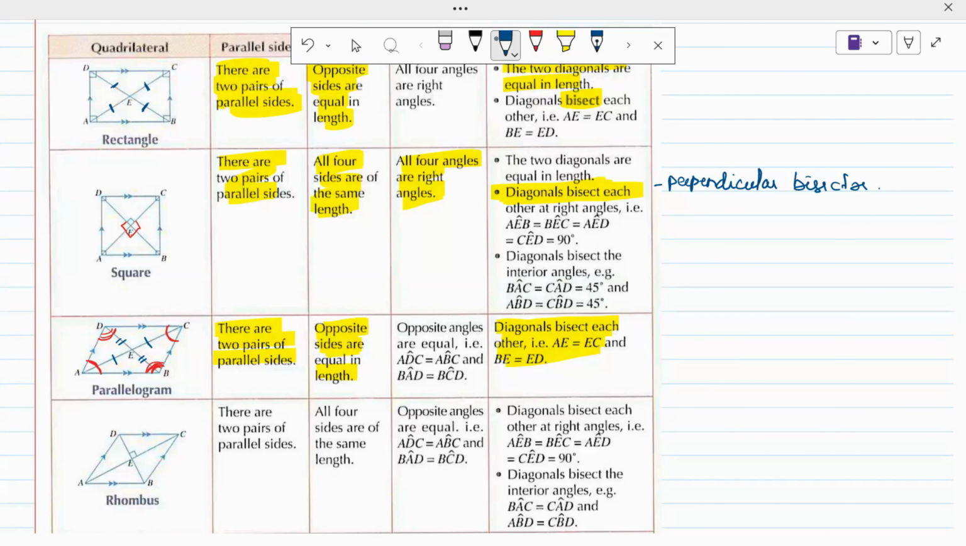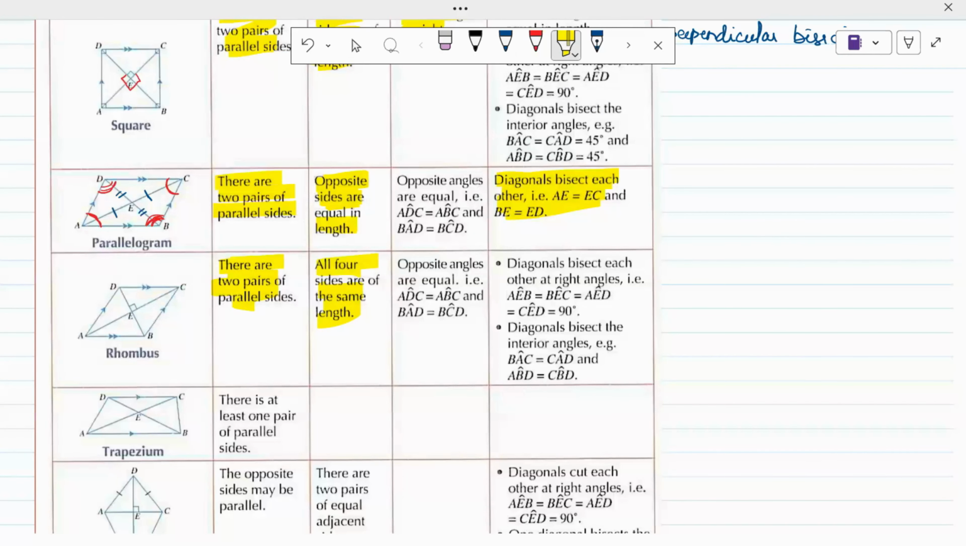Moving onward, we have a rhombus. Rhombus, like a square. The rhombus diagonals also bisect each other and they make 90 degrees. So rhombus and square have lots of properties the same. Two pairs of parallel sides, all four sides are the same because a rhombus is a tilted version of the square. Opposite angles are equal. Opposite angles are equal means whatever angle C is, it is the same as angle A. Whatever angle B is, it is the same as angle D. Opposite angles are equal.